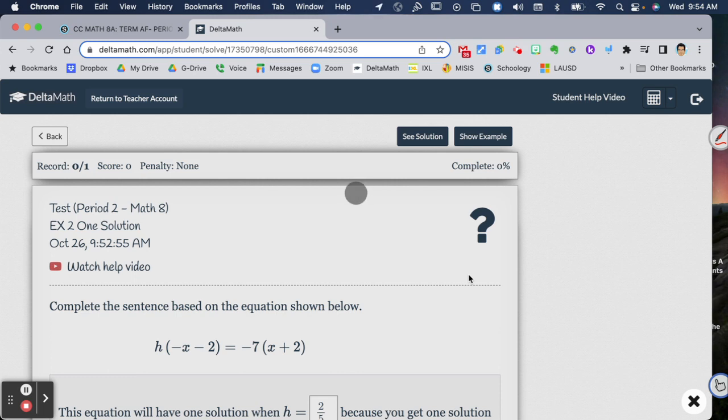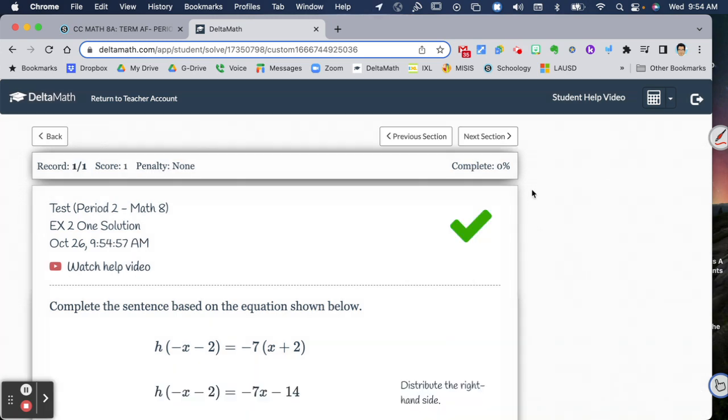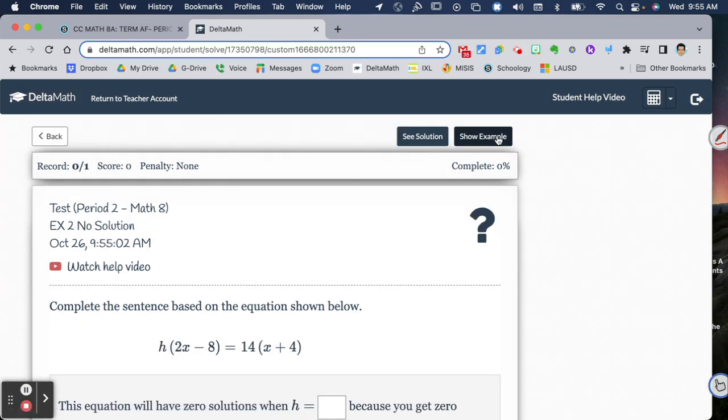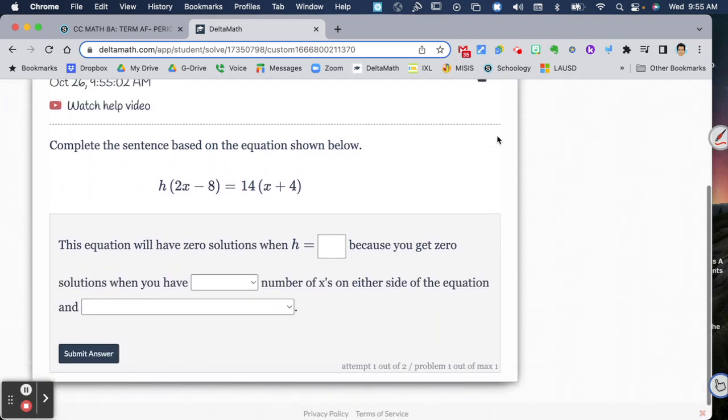I get it. All right. Last one. What do we want to get this time, guys? 0 solutions. So remember, for 0 solutions, what do we have to have for the variables? Same or different? Same. What do we have to have for the constants? Different. We want the same variable amounts. We want different constant amounts. Okay, so what number do I have to distribute?